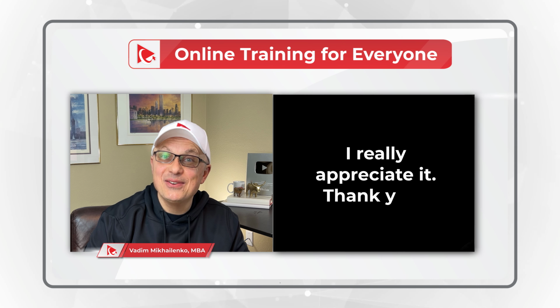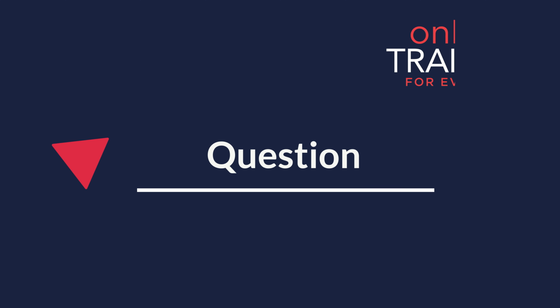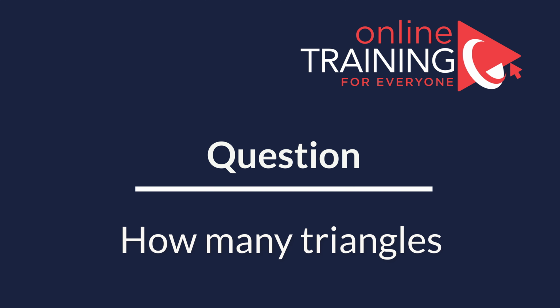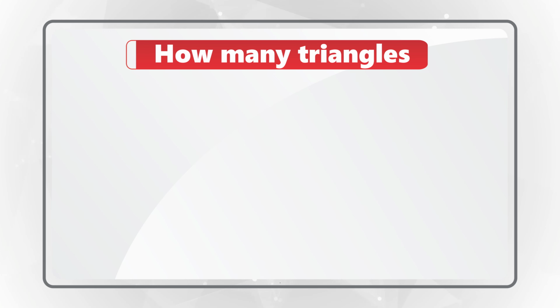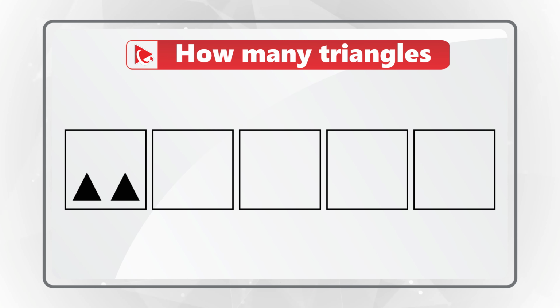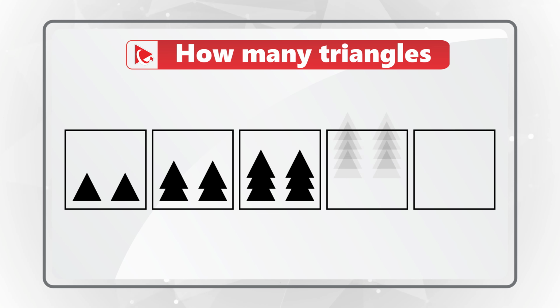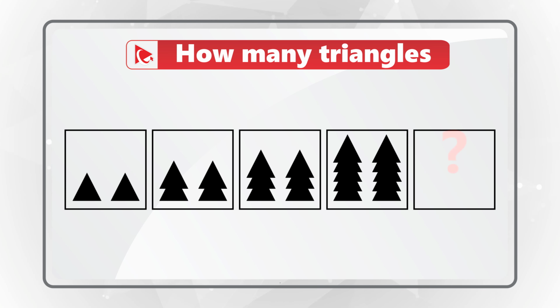And now let's continue and get you ready for the test. Here's a cool question to test your analytical skills. You're presented with the sequence of squares, and each square box has triangles. The first box has 2 triangles. The second box has 4. The next one has 6. The one after that has 10. And you need to determine the number of triangles you should put in the box with the question mark.